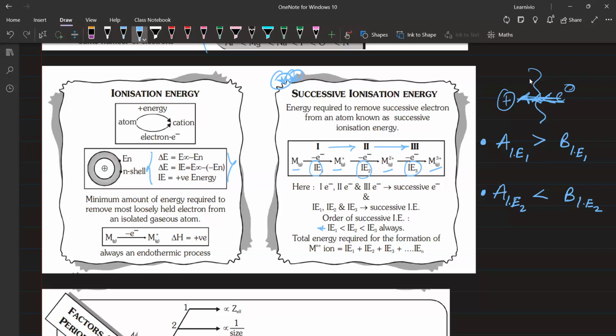Okay. Now the total energy that is required for the formation of any M positive is the first ionization plus second plus third plus fourth until the nth. So for example, if I want to calculate the energy that is required for the formation of M4 positive, then I will have to do ionization enthalpy 1 plus ionization enthalpy 2 plus ionization enthalpy 3 and 4. Now, these are just points. You don't have to write anything.